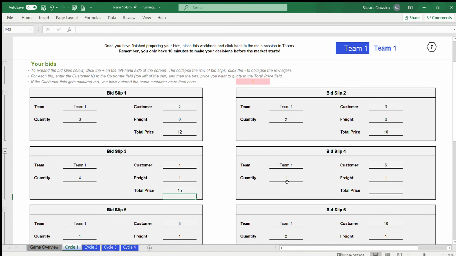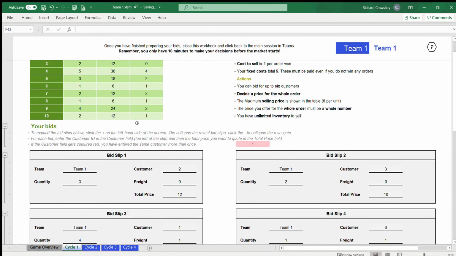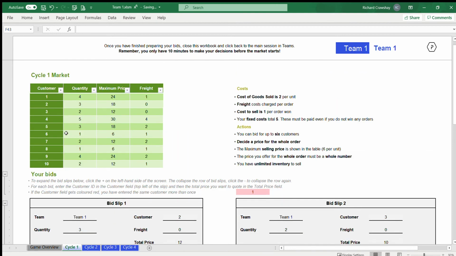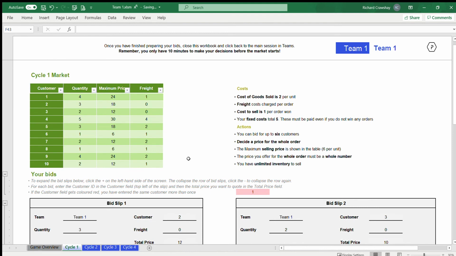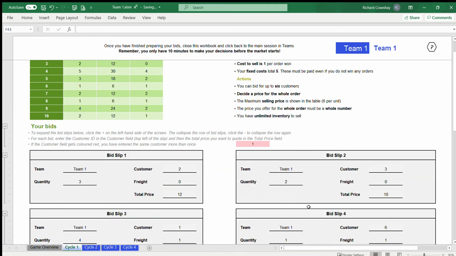Now, here we have a quantity of 1, which means the cost is 1 times 2, which is 2, plus the freight charge, which is 3, plus the cost of winning is 4, and then if I add my fixed cost of 5, that's a total of 9. However, the maximum price for this particular customer, which is customer 6, is 6. So I can't bid 9. So maybe I need to think about going for another customer with perhaps a bigger freight charge. And I'm going to do that.